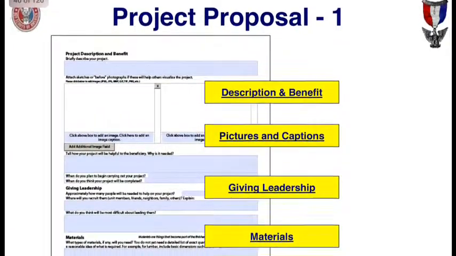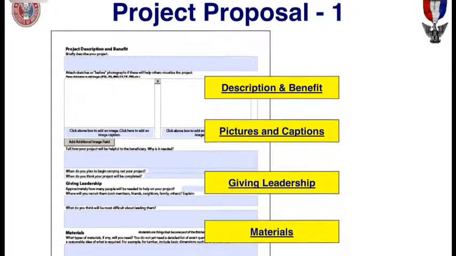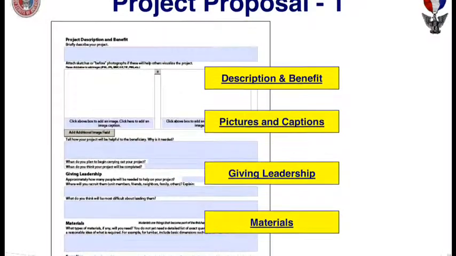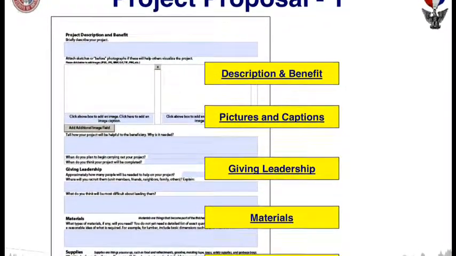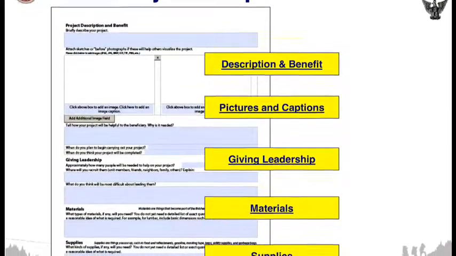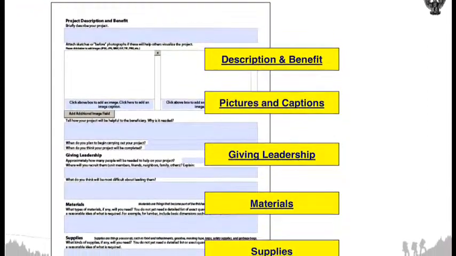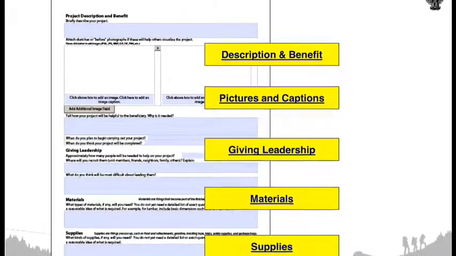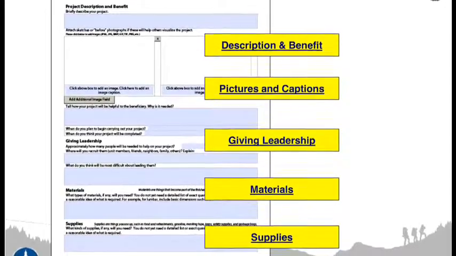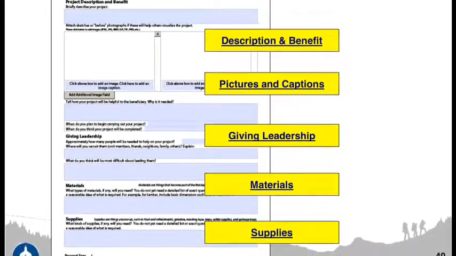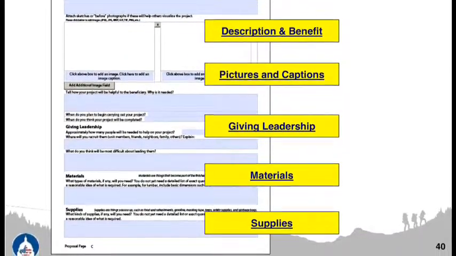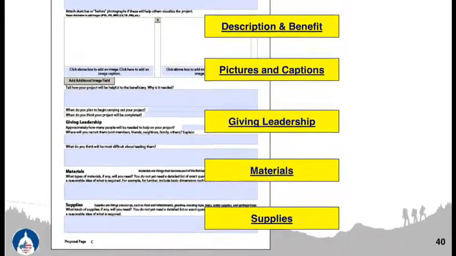Following that, there is a place for you to fill in how you will be giving leadership, what materials you'll need, and what supplies will be needed to achieve your goal. Sometimes there is confusion between what is a material and what is a supply. So when filling out your materials, be sure that included in that is anything that is part of the finished product. And supplies are those things that you will need to assist your volunteers during the activity of completing your project.